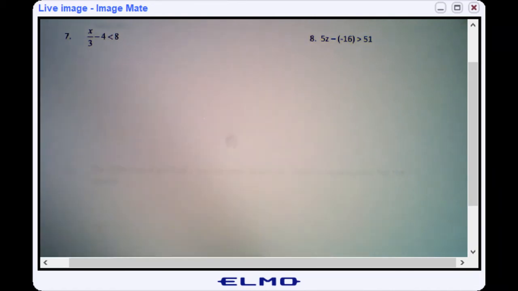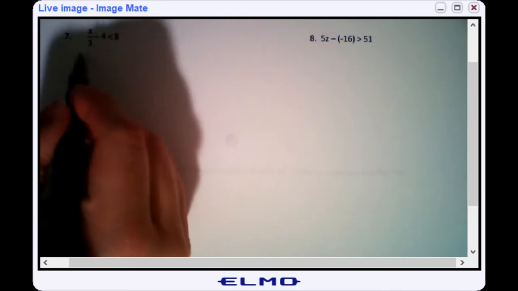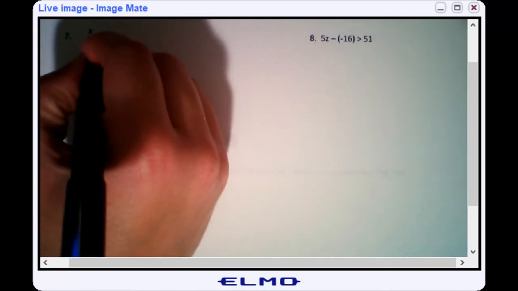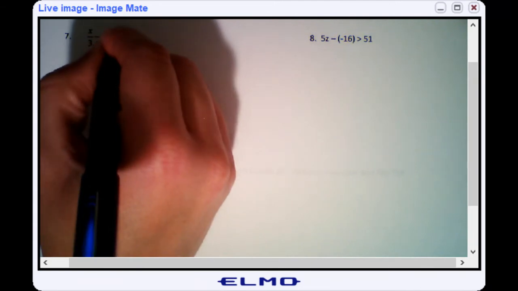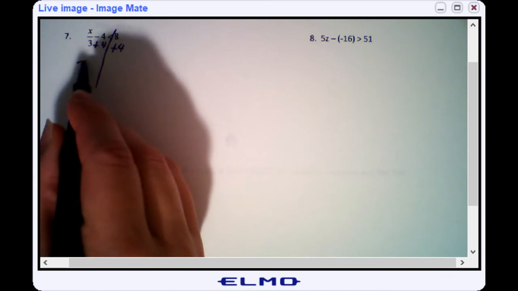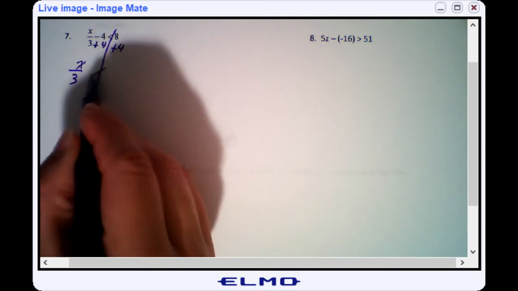And this right here is kind of our group. So the furthest thing away is this minus 4. The opposite of subtract is add. So we're going to add 4 to both sides. So we'll have x divided by 3 is less than 12.